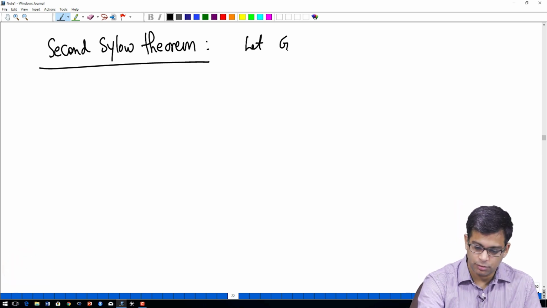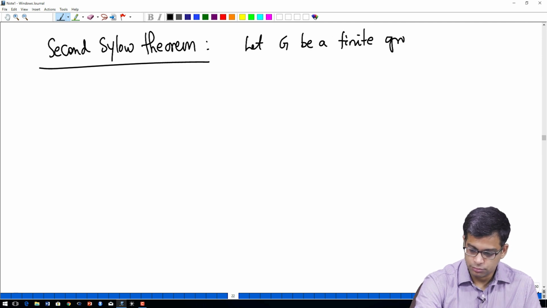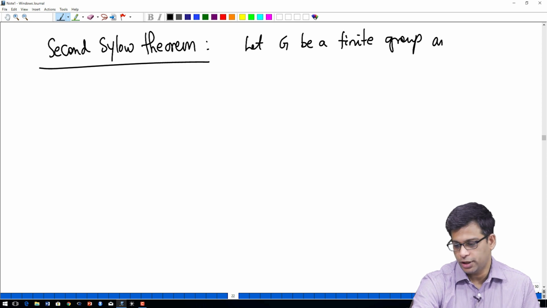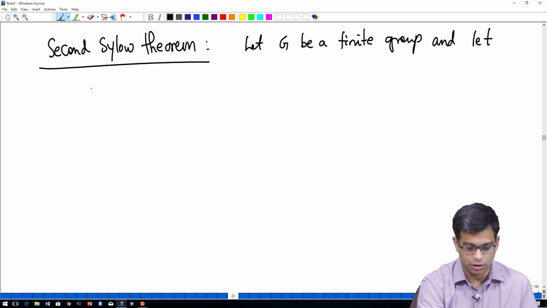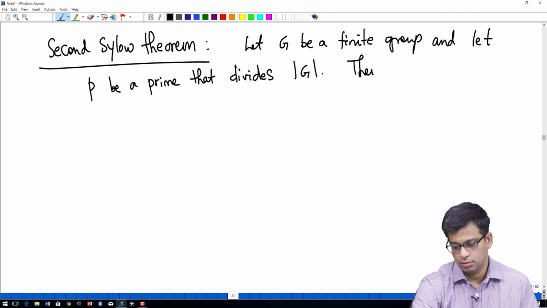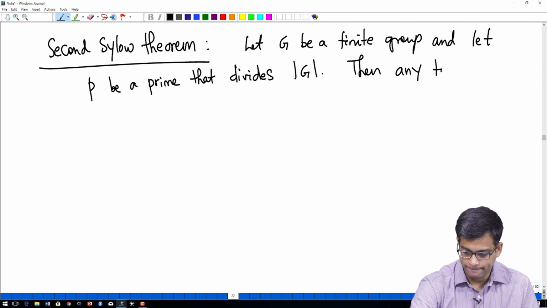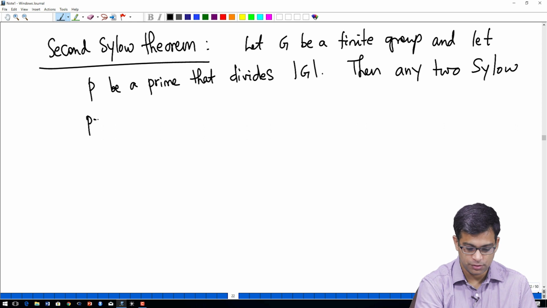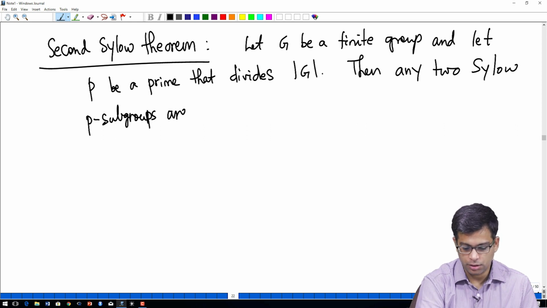let G be a finite group, and this is the same assumption as always, let P be a prime that divides the order of G. Then any two Sylow P subgroups are conjugate.